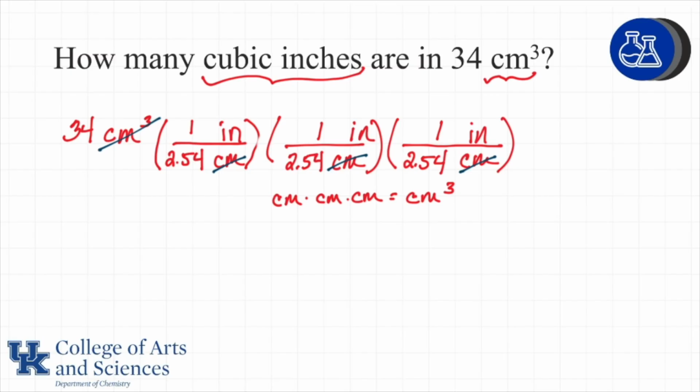Now I'm left with inches times inches times inches, which is inches cubed. So that's the units for our answer. And we get 2.1 inches cubed, which I rounded to 2 significant figures.